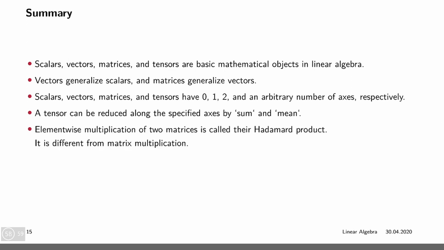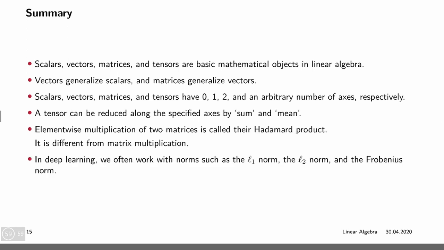And element-wise multiplication of two matrices is called the Hadamard product. Element-wise operations do not change the order or the shape. This Hadamard product, we also said, is different from matrix multiplication, which actually changes the shape of the matrix and performs a form of reduction. And in deep learning, we often work with norms, most prominently the L1 norm or the L2 norm for vectors and the Frobenius norm for matrices. All of these are special cases of the Lp norm.